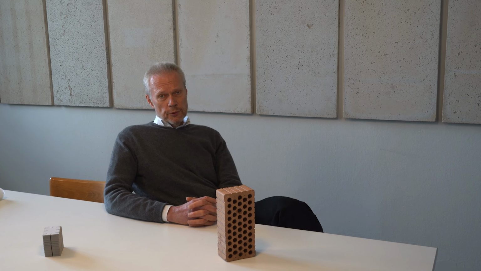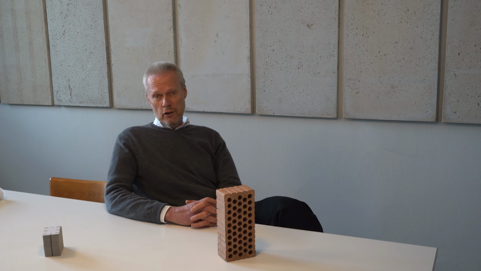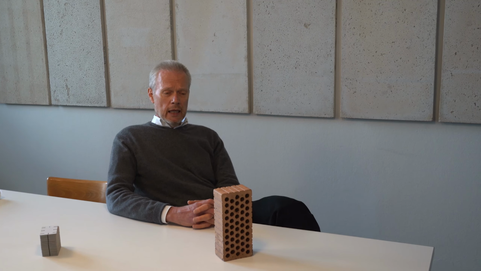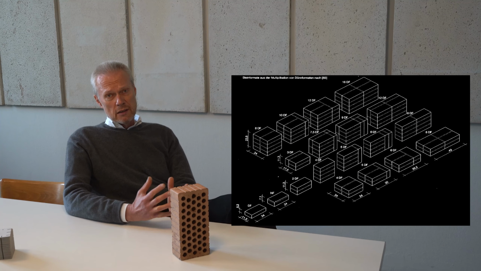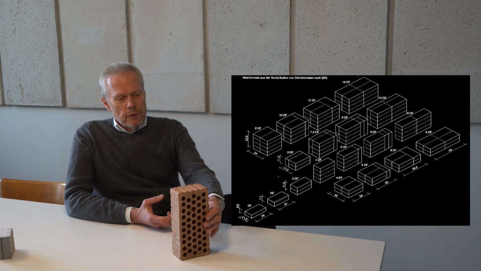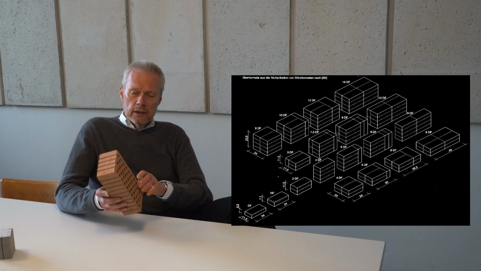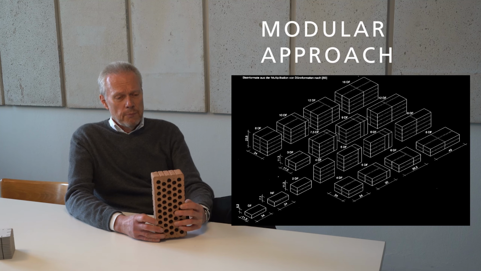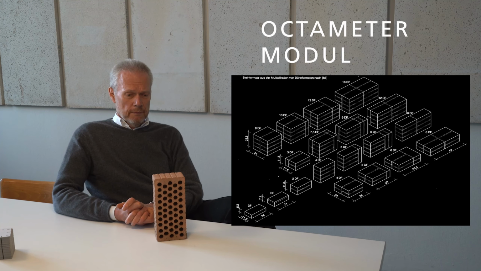Ernst Neufert has been writing a book that most of you will know about sizes and conventions in building. And in the Third Reich, he has been working on the reconstruction of the German cities. And his idea for the reconstruction of the German cities was to modularize bricks. So he developed a certain brick format, and the modularity approach is called octameter module.